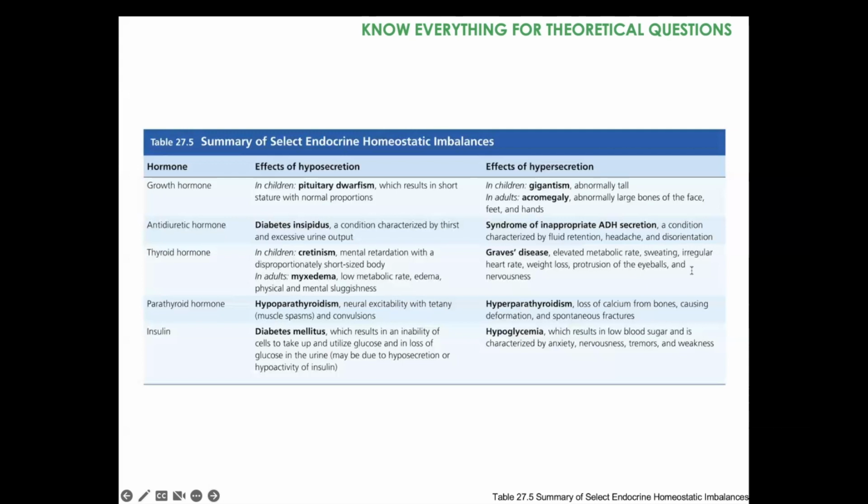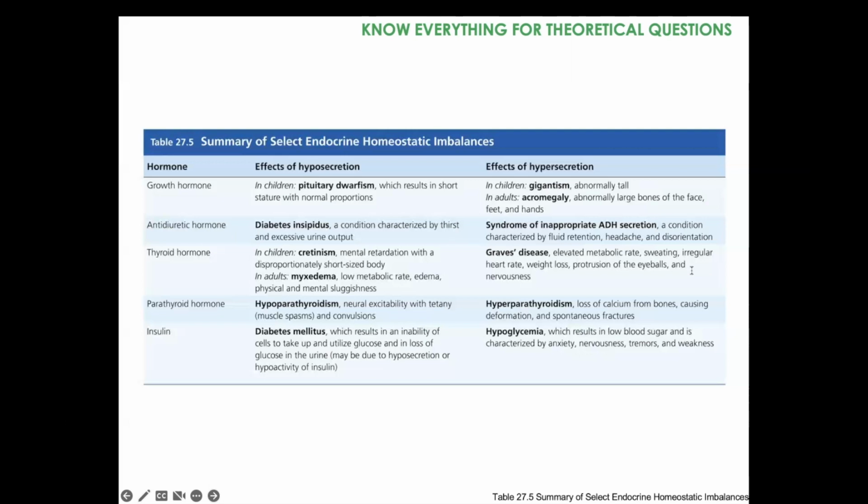If thyroid hormone is being hypersecreted, you would develop Graves' disease, which is an elevated metabolic rate, sweating, and irregular heart rate, increased weight loss, protrusion of the eyeballs, and an extreme sense of nervousness. If the parathyroid hormones are being hyposecreted, you would develop hypoparathyroidism, which is a neural excitability with tetany, which is just muscle spasms, and convulsions. Hyperparathyroidism is a loss of calcium from bones, causing deformation and spontaneous fractures.